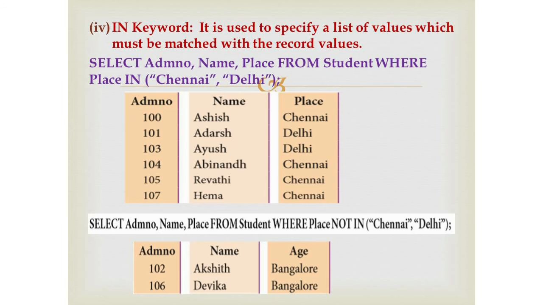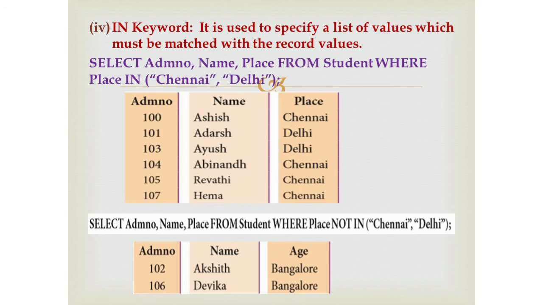Okay, IN is a keyword. The value must be either Chennai or Delhi, meaning the particular student belongs to Chennai or Delhi. Your output will be admission number, name, place: 100 Ashish, Chennai. He belongs to Chennai, right? Then 101 Adarsh, Delhi. He belongs to Delhi, right? So those students belong to either Chennai or Delhi. You are going to display that particular student's admission number, name and place, right? So this is the condition.